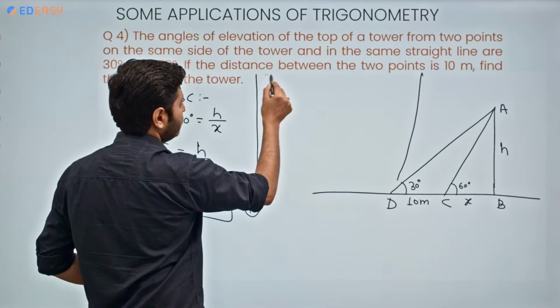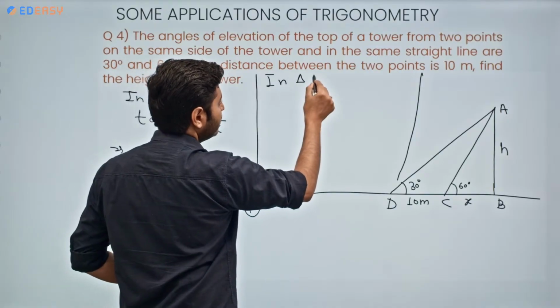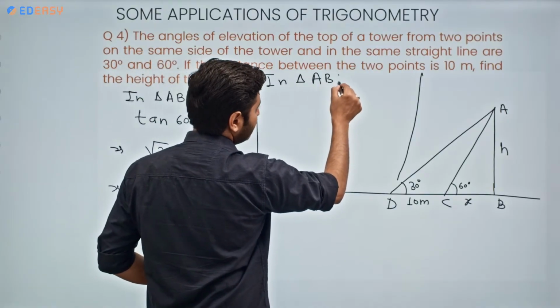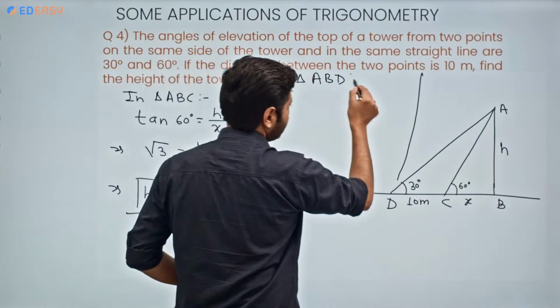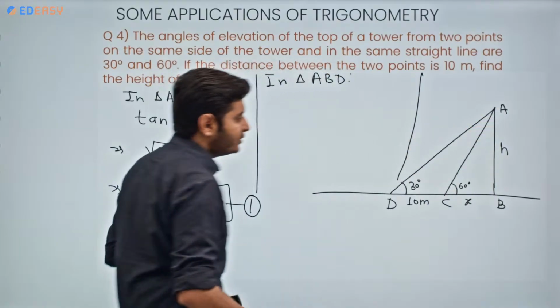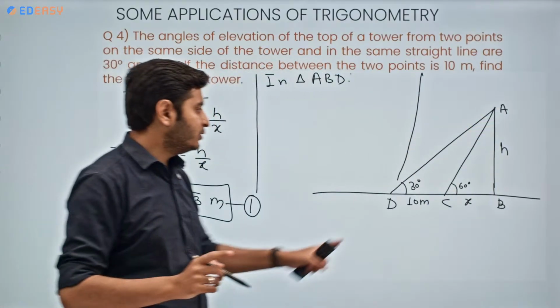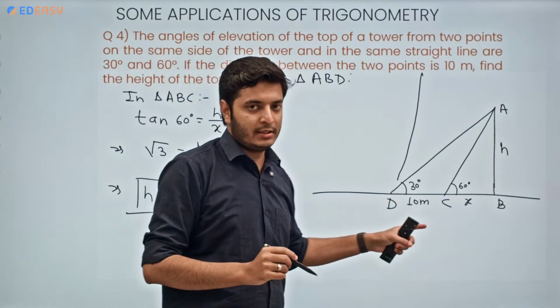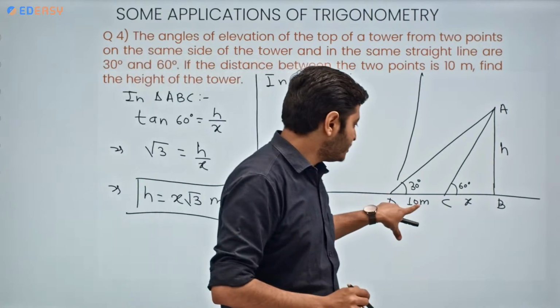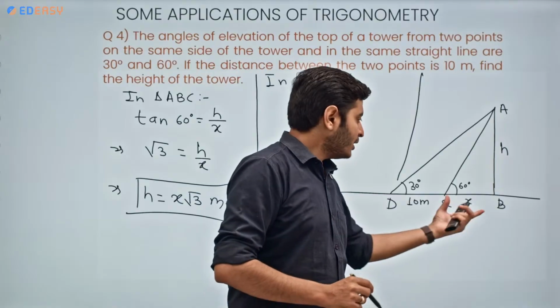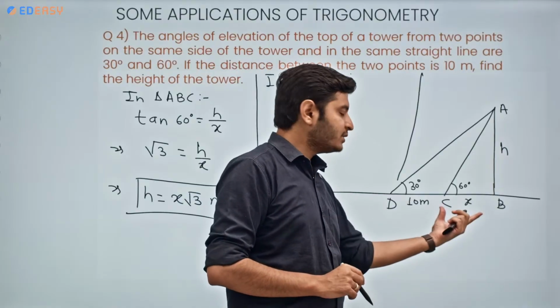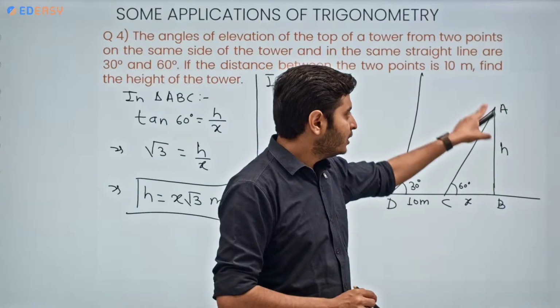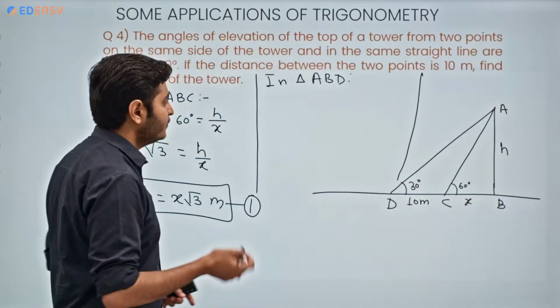I will look for triangle ABD, the bigger one, this one. In this triangle, we have the value of the angle of elevation, 30 degrees. Also, we know this distance DC. X, we already assumed, is the distance between B and C. And H we need to find, so we will go with H.